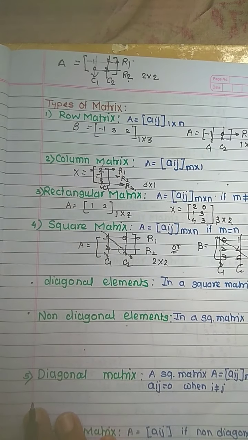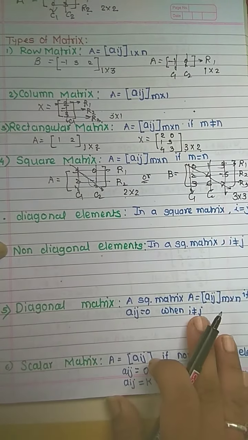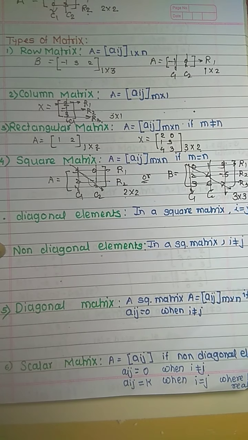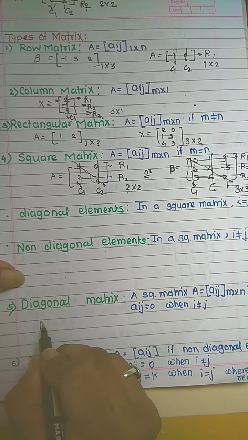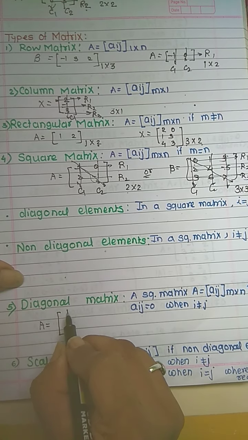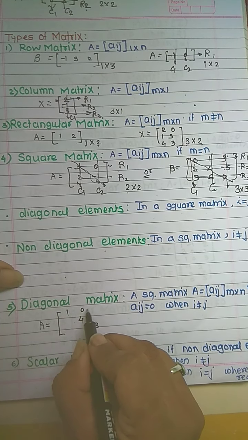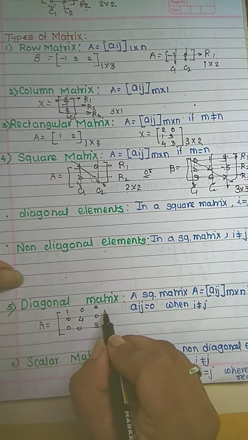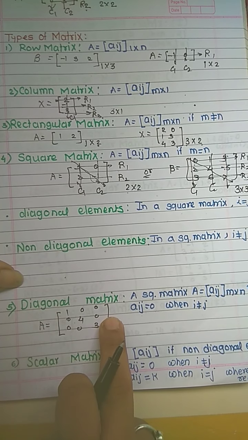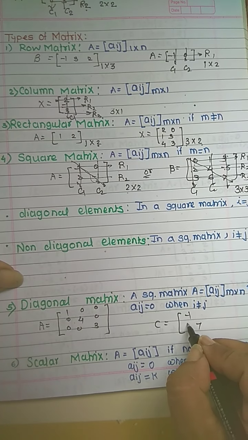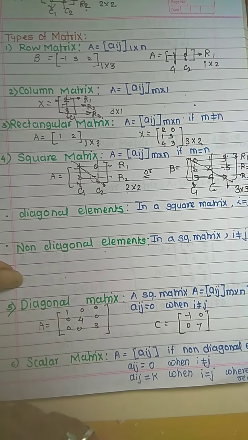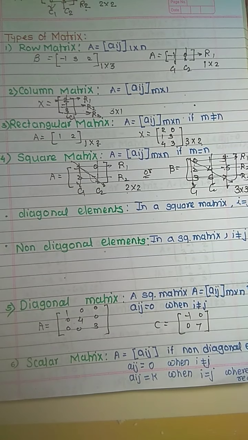Diagonal matrix. A diagonal matrix is a square matrix capital A equals [aij] of order m by n if aij equals 0 when i is not equal to j. Suppose A has diagonal elements 1, 4, 3 and non-diagonal elements 0. Therefore, this matrix is called a diagonal matrix. Second example, matrix C contains elements -1, 7, and non-diagonal elements 0. Therefore, this matrix is called a diagonal matrix.